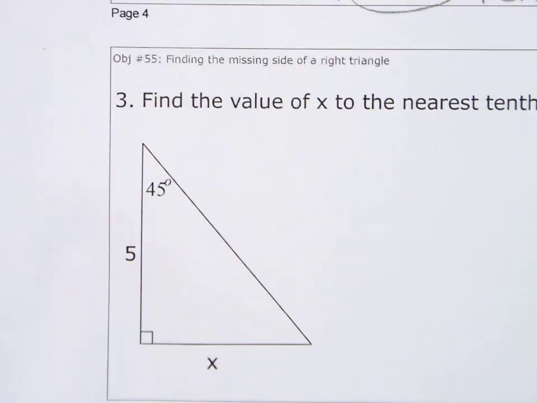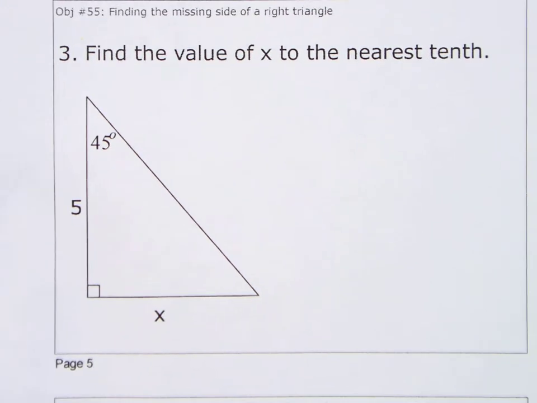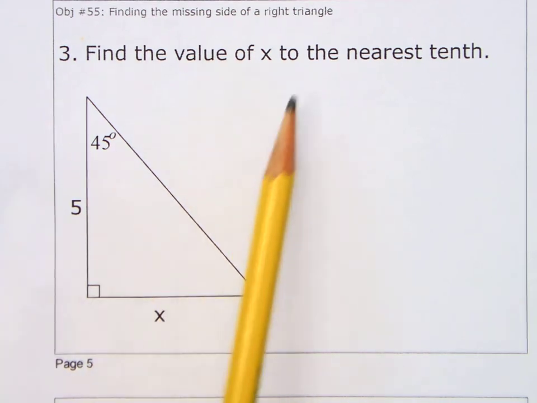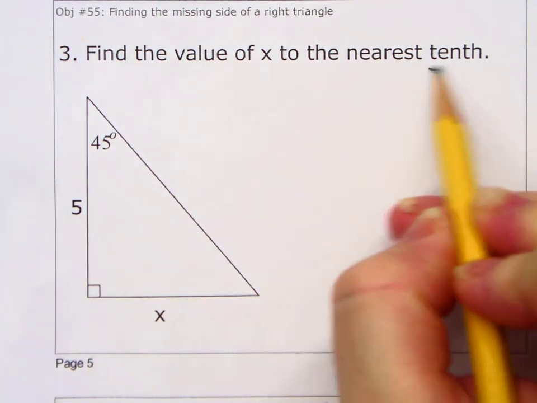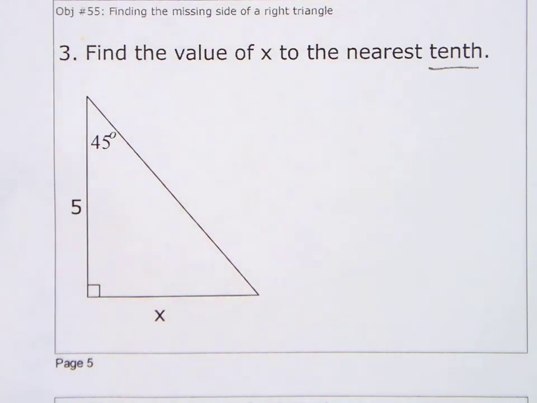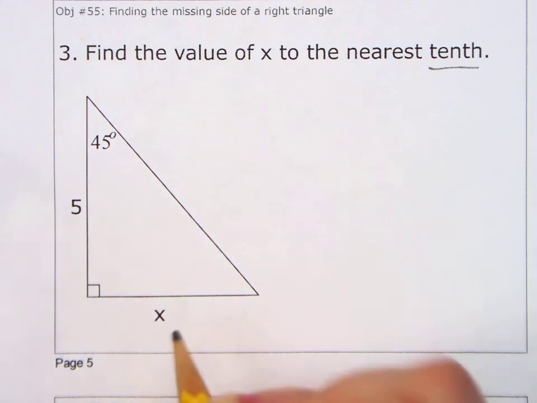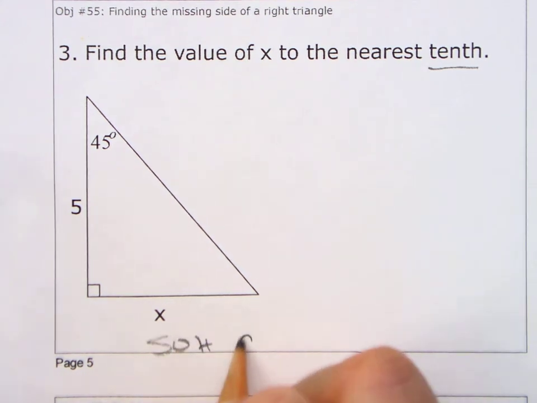It's the same process. I think this one is easier and harder at the same time. Find the value of x to the nearest tenth. How many decimal points is the tenth? That's 1 decimal point. Just like before, we have to figure out which trig ratio to use. So we have SOHCAHTOA.